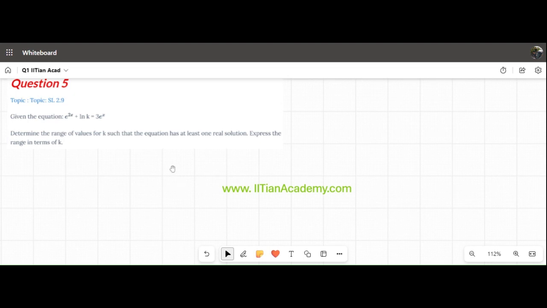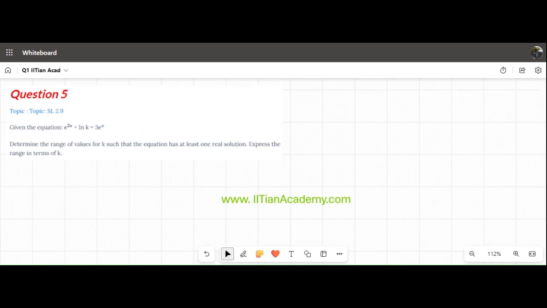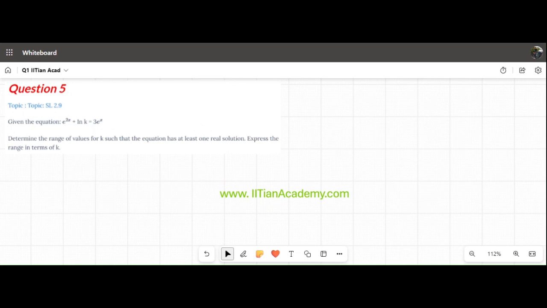Okay, now we are on to our next question. We are on question 5, and we're given the equation e^(2x) + ln k = 3e^x. And now we're asked to determine the range of k values such that the equation has at least one real solution, and we will express the range in terms of k.